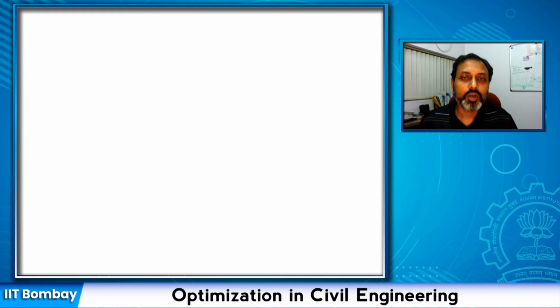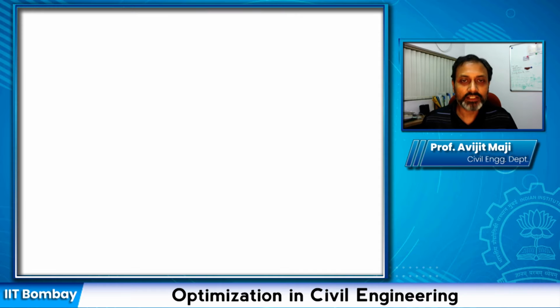Hello everyone, welcome back to Optimization in Civil Engineering. In the last class, we discussed multivariable optimization with inequality constraints. In that process, we saw how we can convert the inequality constraint into an equality constraint by adding the slack variables. And once we had added the slack variables, it becomes simple and we could actually use the Lagrange multipliers in that and come up with the solution.